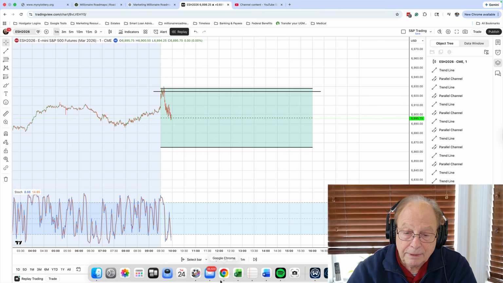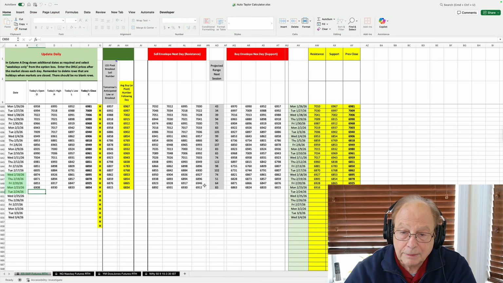68.64. And I'm going to show you the Taylor trading zone for Monday, February 23rd, which comes off the prices from Friday, February 20th, because the calculator gives you the trading zone for the following day. And so 69.28 was resistance, 68.65 support, the previous day's close, 69.25, and the difference between the 69.28 and 68.65 is in the gray column, 64 points.